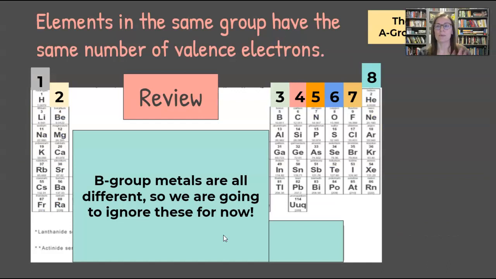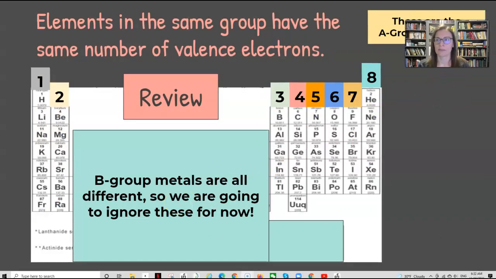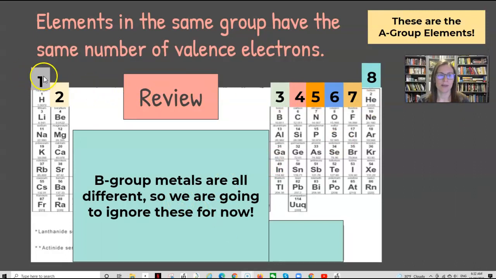All right, so remember these are the A group elements. So we have 1, 2, skip a few, 3, 4, 5, 6, 7, 8. So these are the A group. And this is exactly how many dots or how many valence electrons you will have for these elements.